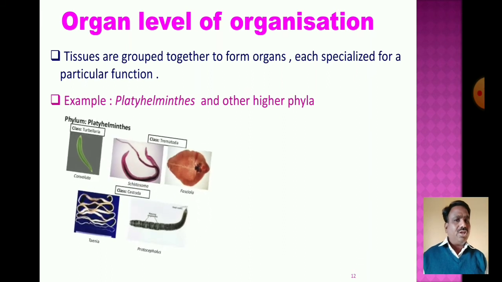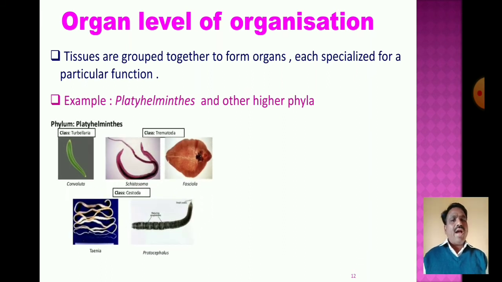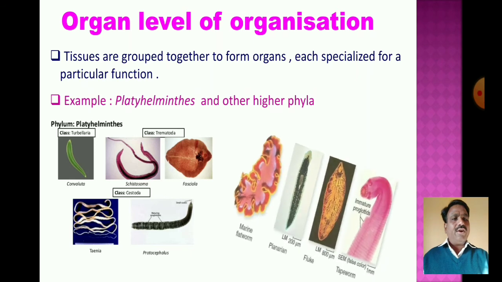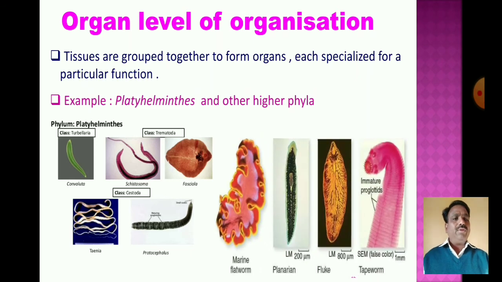Now look at the pictures. Phylum Platyhelminthes. These are the different organs. Tissues having the same, common function are grouped and organized to form organs. This is the organ level of organization, and then we go to different examples. Take these examples for your NEET examination also.